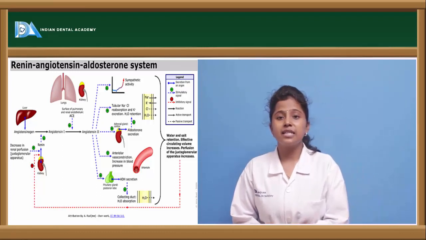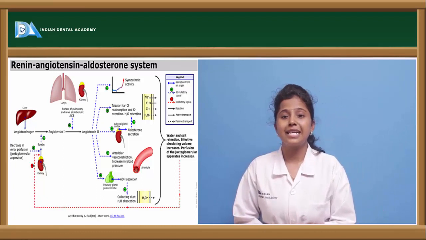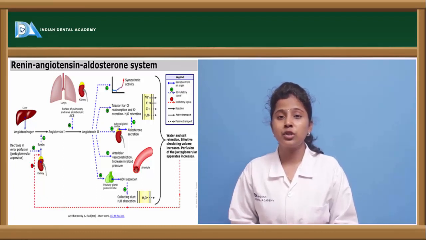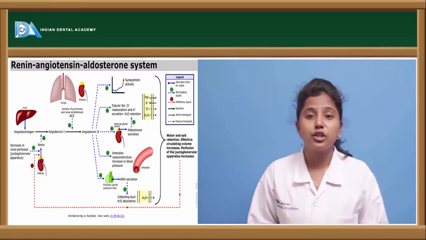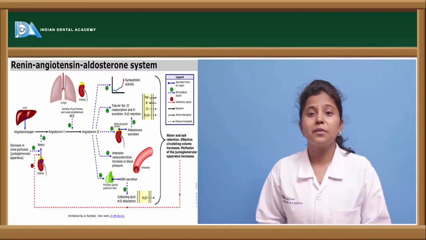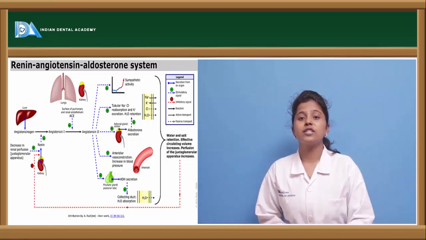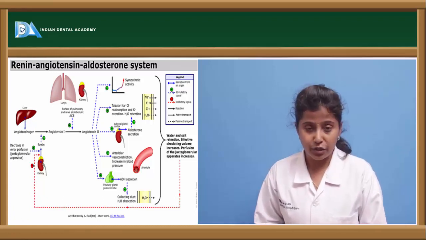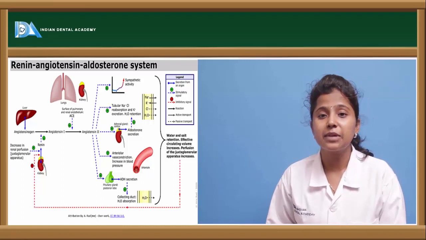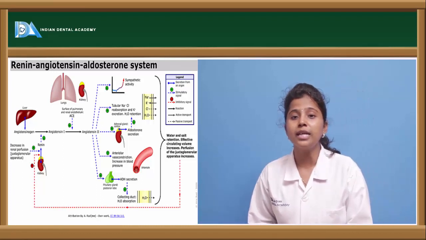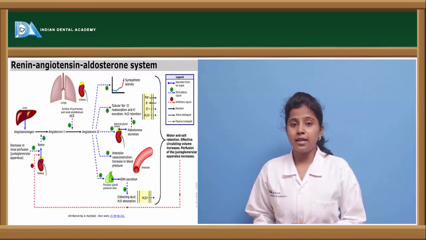When there is increased renin secretion, or when there is an increased amount of angiotensinogen in the body, sodium and water retention occurs in the body. When there is sodium and water retention, it indirectly causes an increase in blood pressure. So that is the reason control of the renin-angiotensin system is also very important in the renal system.